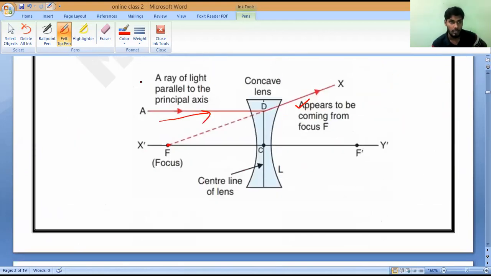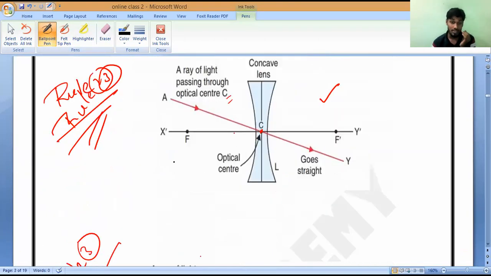Rule number 1 says that the light ray which is going through the focus, after refraction it will feel that it is coming from the focus. That is what you should remember. Next, going through the optical center, it goes in a straight line without any deviation. So these are the 2 rules. Can you remember, please?